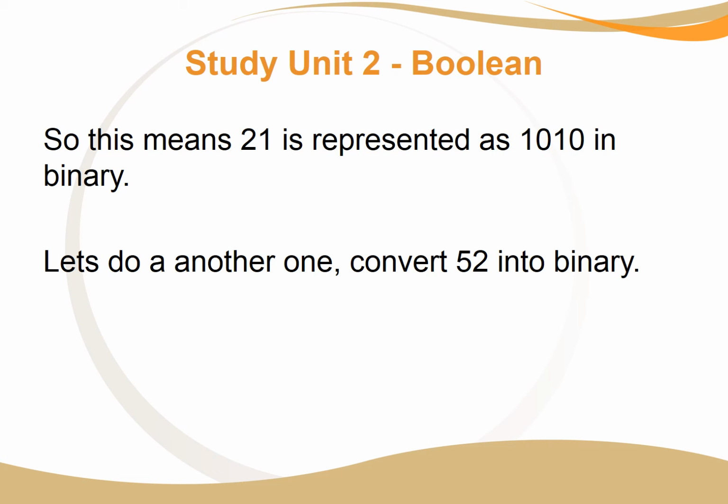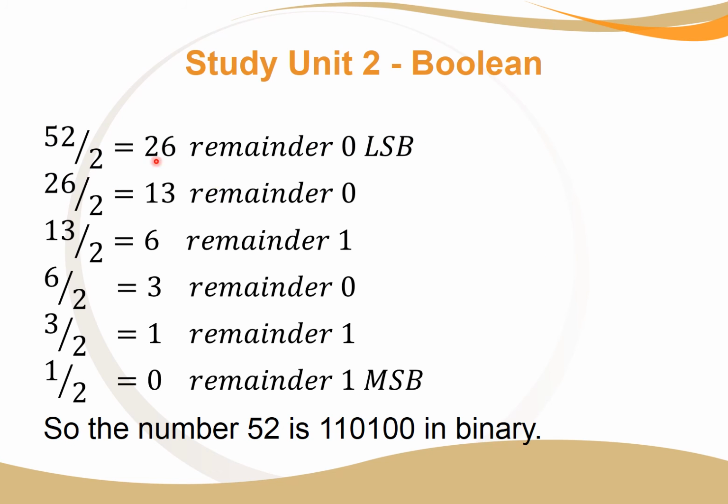So let's do another one. Let's do 52, as in the study guide. 52 divided by 2 is 26, remainder 0. So that 0 is our least significant bit. And then 26 divided by 2 is 13, remainder 0. 13 divided by 2 is 6, remainder 1. 6 divided by 2 is 3, remainder 0. 3 divided by 2 is equal to 1, with a remainder of 1. And now 1 divided by 2 is 0, remainder 1.